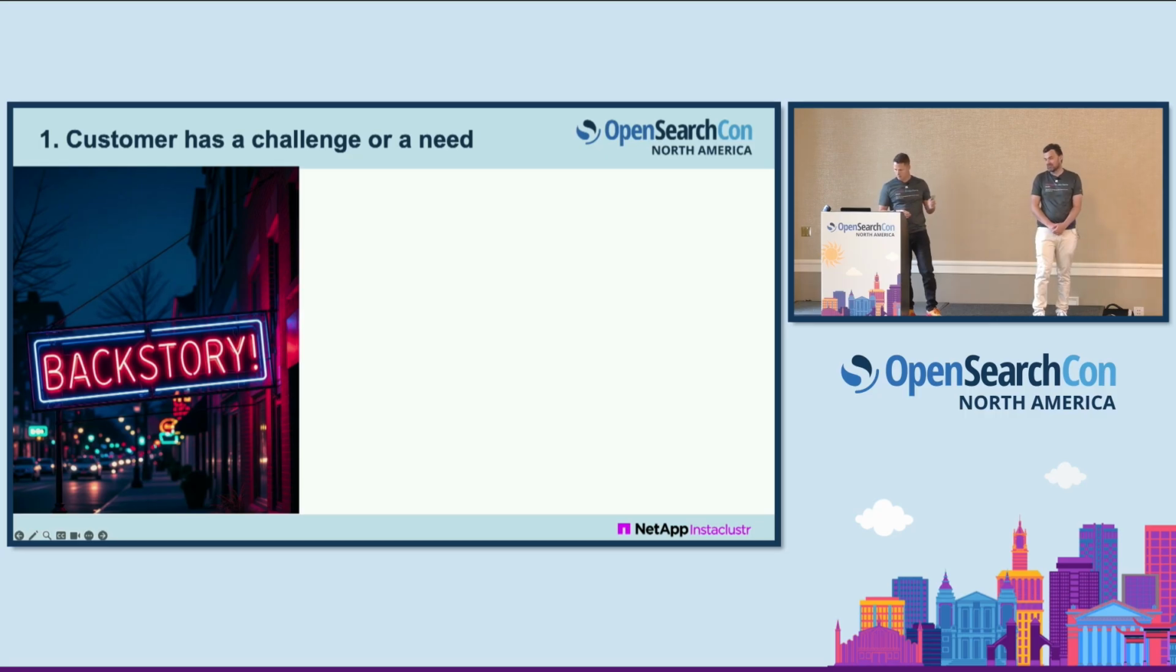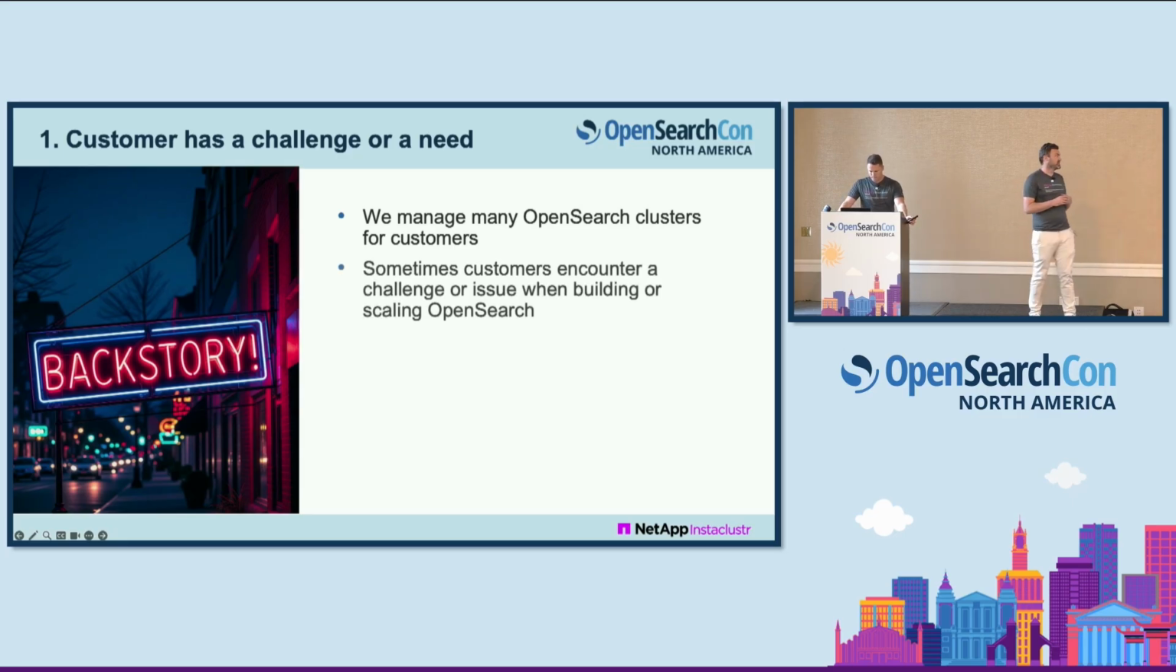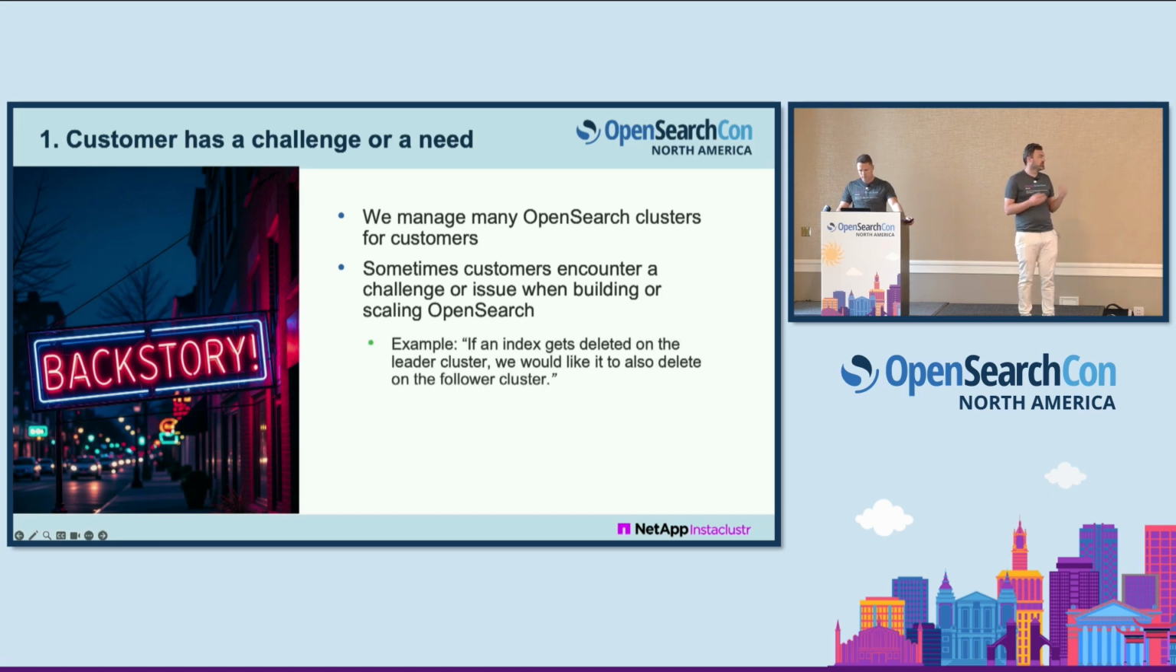Yep, over to me. So when a customer has a challenge or a need, obviously we work with a number of very large enterprise customers, where OpenSearch is mission critical for them. Sometimes they will encounter a challenge or an issue when they're building or scaling OpenSearch. A recent example that comes to mind: our customer asks in relation to cross-cluster replication, if an index gets deleted on the leader cluster, we would also like to have that index deleted on the follower cluster.